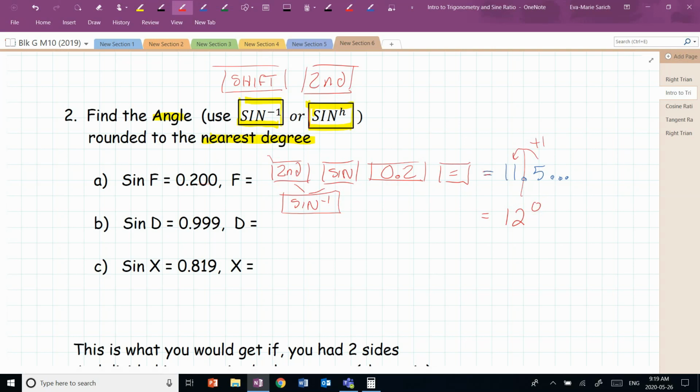So try it with the next one, right? You're going to find the angle D if the ratio is 0.999. So if you're finding the angle, you need to use the inverse button.